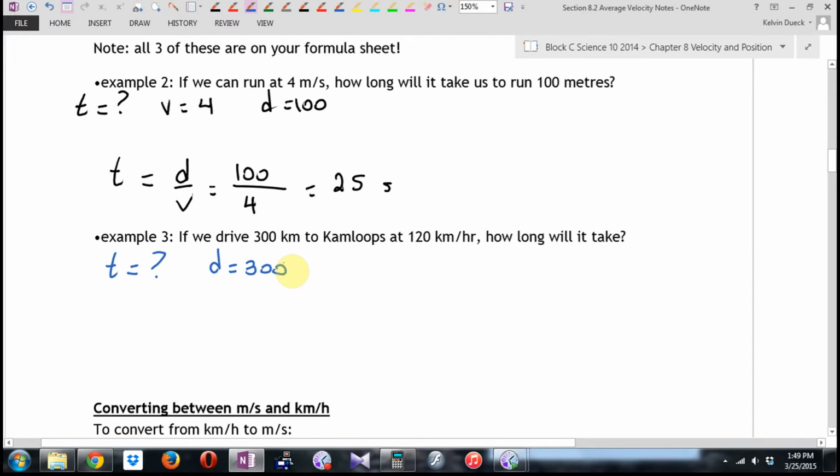What's that 120? Here's your hint. Look at the units next to it. It's a speed or a velocity. It's actually a speed because they didn't give me a direction, but it doesn't matter. The math is going to work.